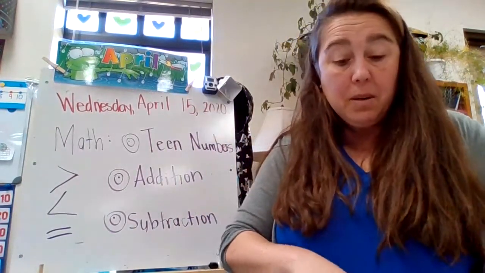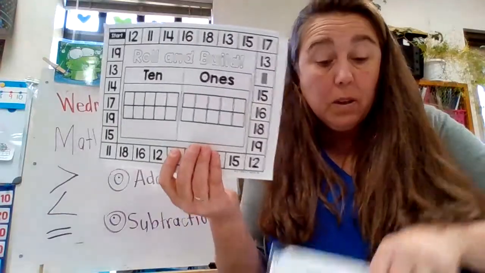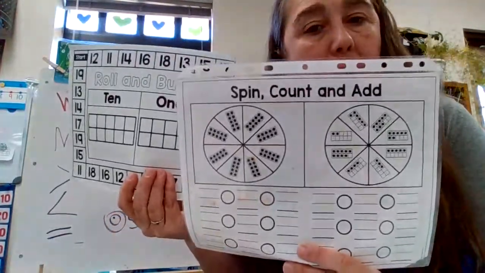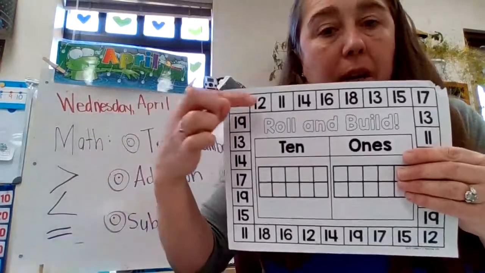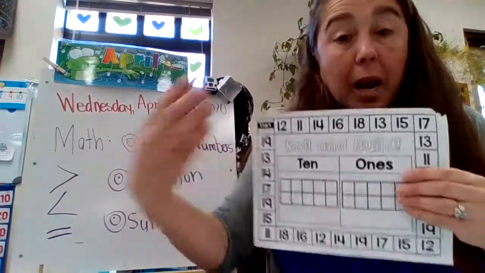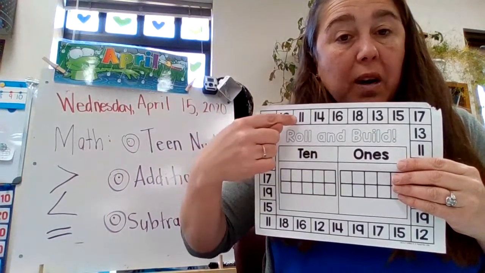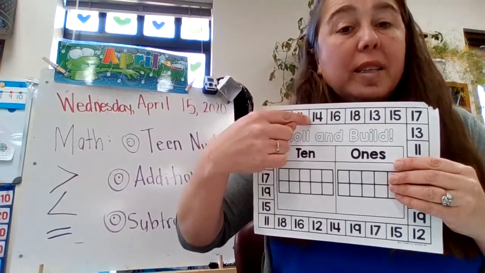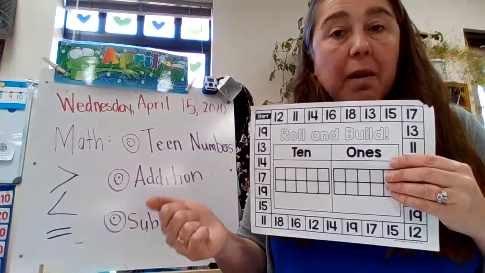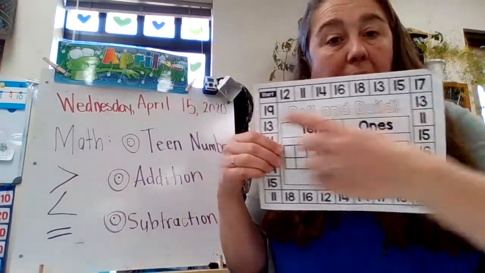Your next step with teen numbers is either building teen numbers or decomposing teen numbers. So on this one, you're going to look at the number, and I would put this in my pocket chart, and then you're going to break it into 10 and 2 more, 10 and 1 more, 10 and 4 more, okay? So that's what you do with this one. Remember, it's just like a game.